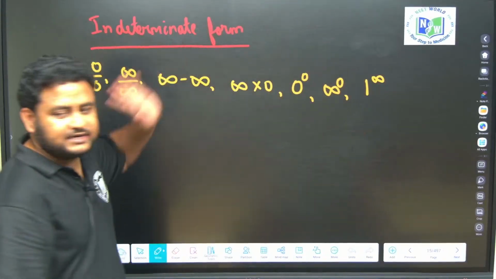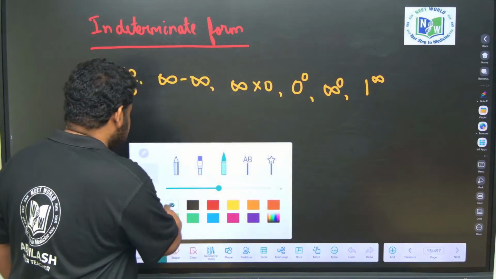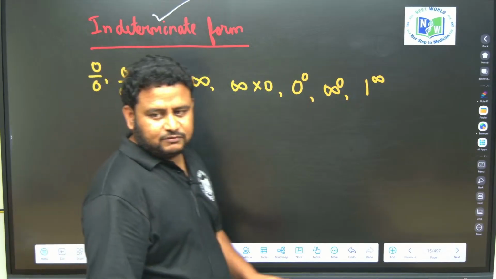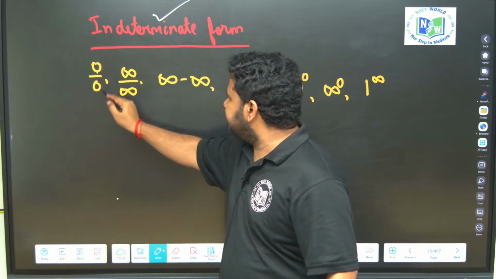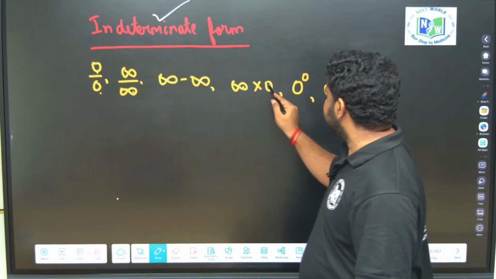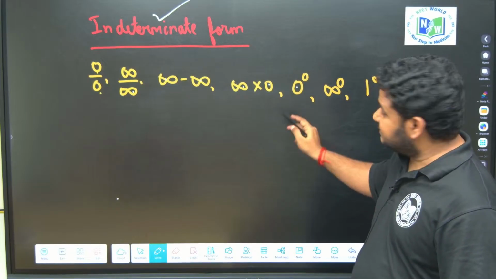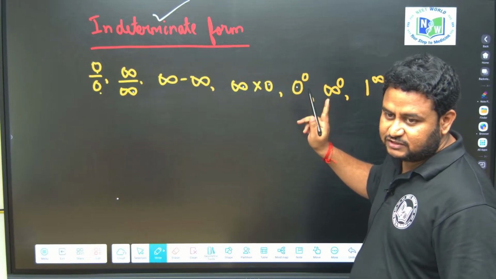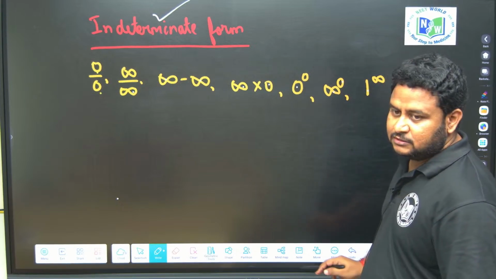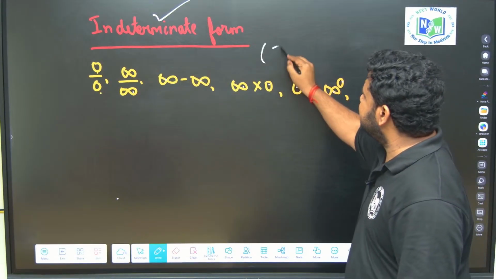So that is what I have written here. They are called indeterminate forms. So what are the indeterminate forms? We have 0 by 0, infinity by infinity, infinity minus infinity, infinity into 0, 0 to the power of 0. Anything to the power of 0 is 1, but 0 to the power of 0 is not 1. Understand one thing. Also infinity to the power of 0 and 1 to the power of infinity. These are the 7 indeterminate forms.